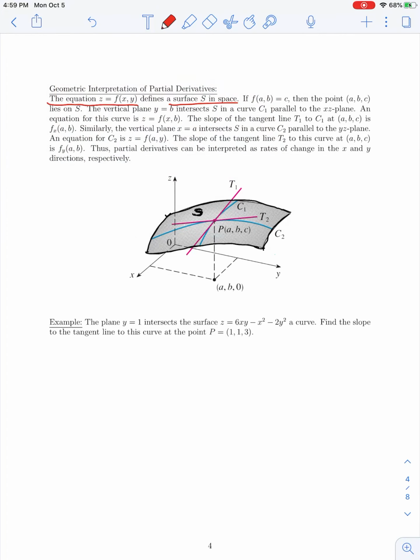Now, if we consider taking f at some point a, b, and its value is equal to c, then that means the point a, b, c in space has to lie on our surface. So if we take some point in the xy plane, call it a, b, or a, b, 0 in space, and we find the value of the function at that point, and its value is c, that means that we would move upward from that point, and we would have a point P on our curve, point a, b, c.